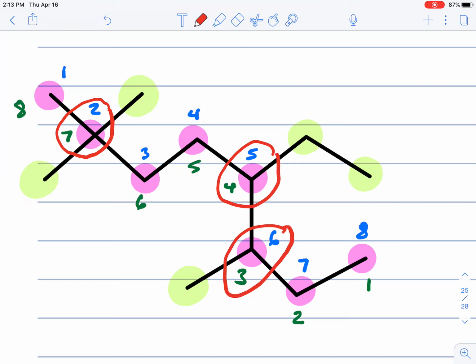I want you to notice that the substituents themselves, the ones that are in green, are not the same. Here I have 3 methyl groups and an ethyl group. Whenever you get these different substituents, you can figure out which one is the correct path by adding up the numbers.